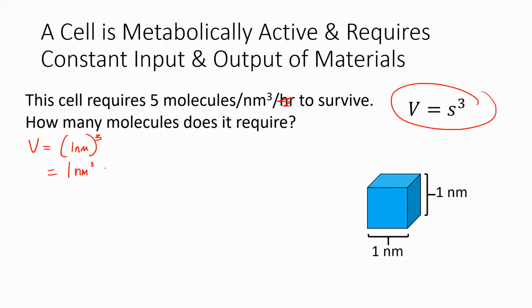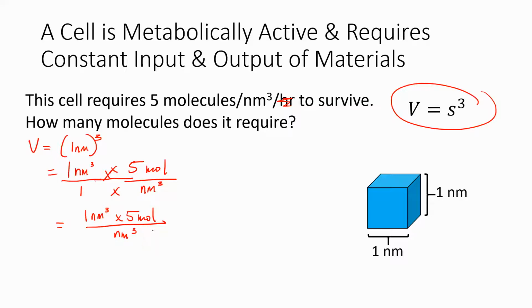Nanometer cubed. If it requires 5 molecules for every cubic nanometer, then we can do this math: 5 molecules for every cubic nanometer. Just like I said on the previous slide, you can treat this as multiplying two fractions. You multiply across the top and the bottom, so that becomes 1 nanometer cubed times 5 molecules over nanometer cubed.